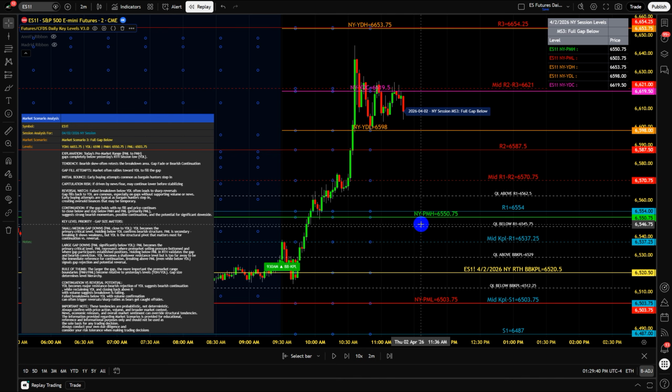So these are simply the dominant tendencies and key trading characteristics for this particular market scenario. That doesn't mean that 100% of the time, each time there's a full gap down, it's always going to go back up to the YDL level. It just means that most of the time it does, and that is the dominant trading characteristic, and that is exactly what happened in this session.